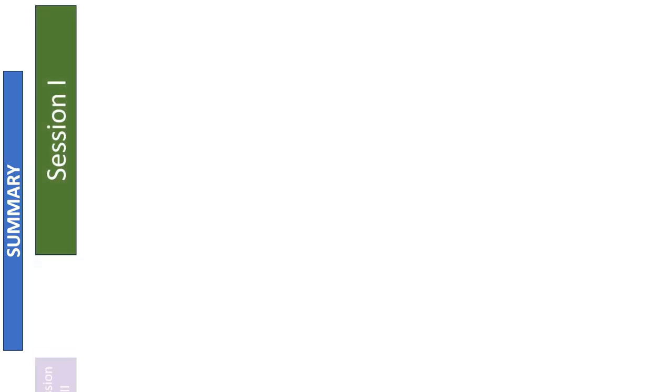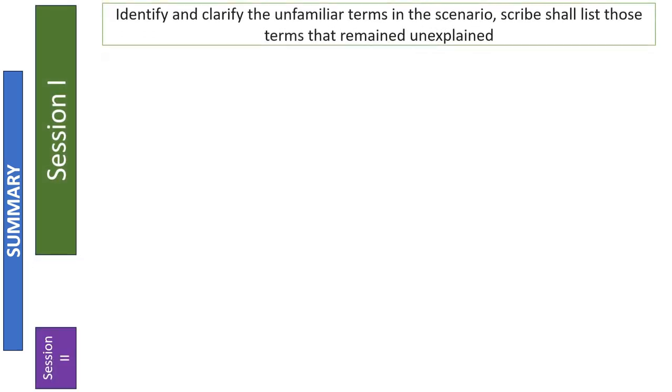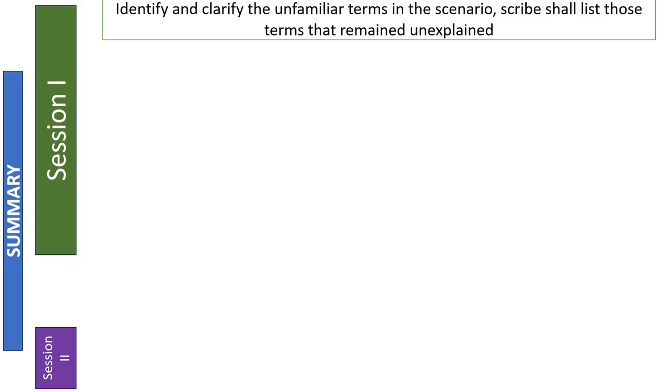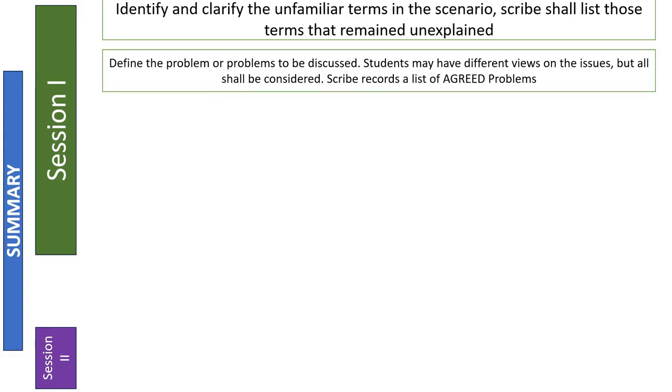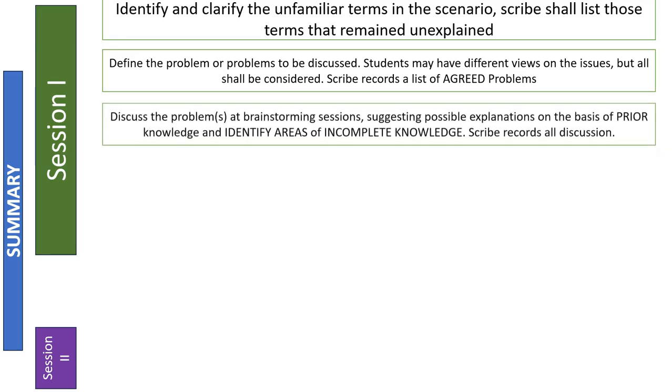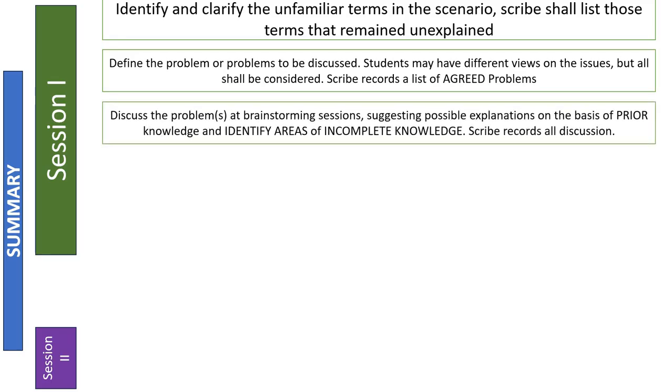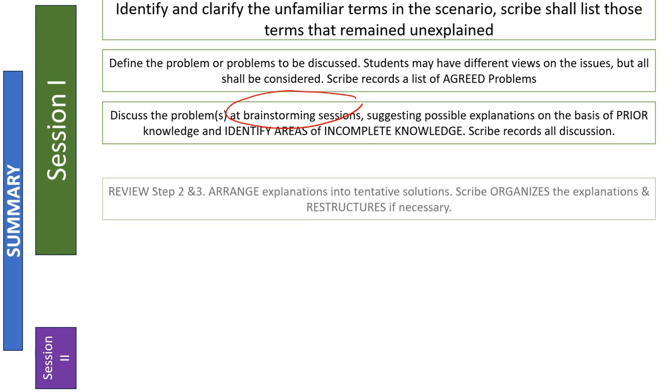So in a nutshell, in summary, you see PBL is delivered in session first and in session 2, and in session first you identify and clarify the unfamiliar terms in a scenario, and the scribe records all these things, define the problems to be discussed, and students have a different view or different issue, but that must be focused on the agreed problem and discuss the problem. Remember, this brainstorming session is very important, especially session 2 and session 3.